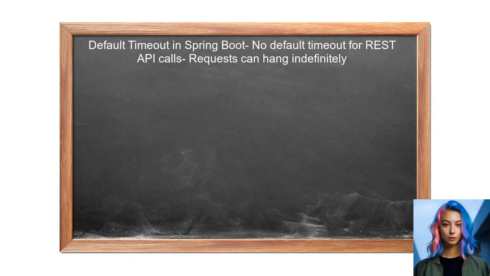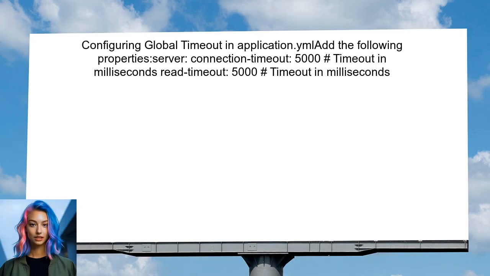To address the user's question about default timeouts in Spring Boot, it's important to note that Spring Boot does not set a default timeout for REST API calls. This means that if a request hangs, it will wait indefinitely unless configured otherwise. To configure a timeout for all REST API endpoints, the user can set properties in the application.yml file. This allows for a global timeout setting that applies to all requests.